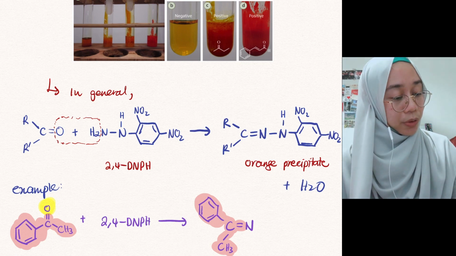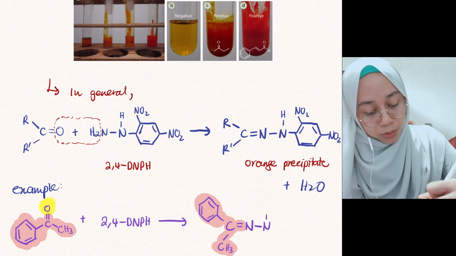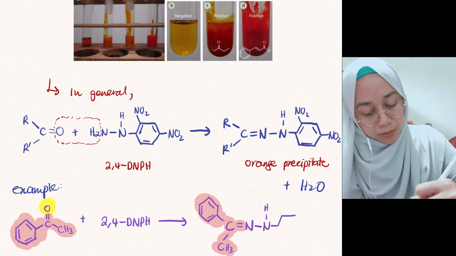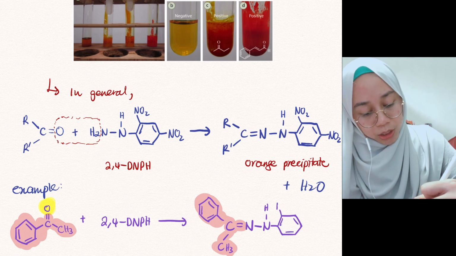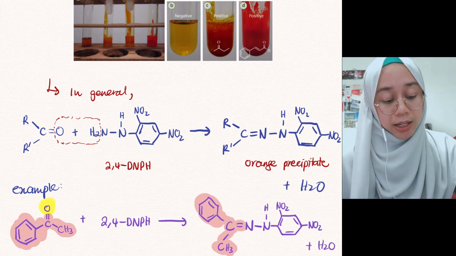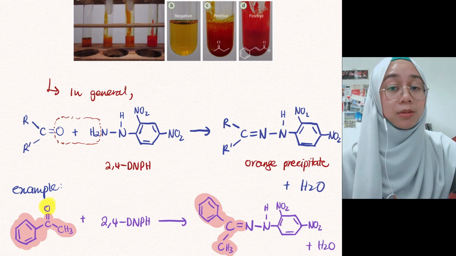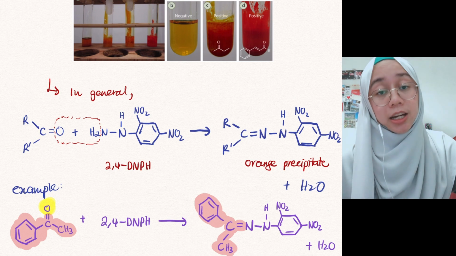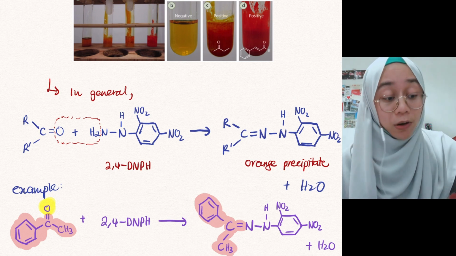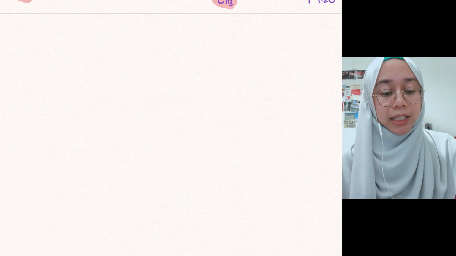Lepas tu tadi dia gabung dengan 2,4-DNPH, therefore sini lukislah balik yang lain tu. So jangan lupa ada nitro dekat position 2 and 4, and then jangan lupa dia ada sekali dengan water. Okay, so this is the example lah. So nanti untuk ini tulislah observation dia sebab kita ada produk terhasilkan. So nanti kamu tulislah orange precipitate is formed untuk yang ni. Okay, jadi now kita pergi kepada reaction yang seterusnya.